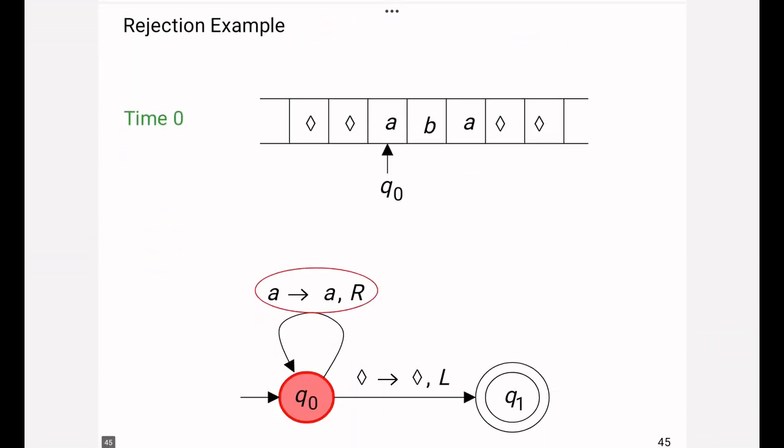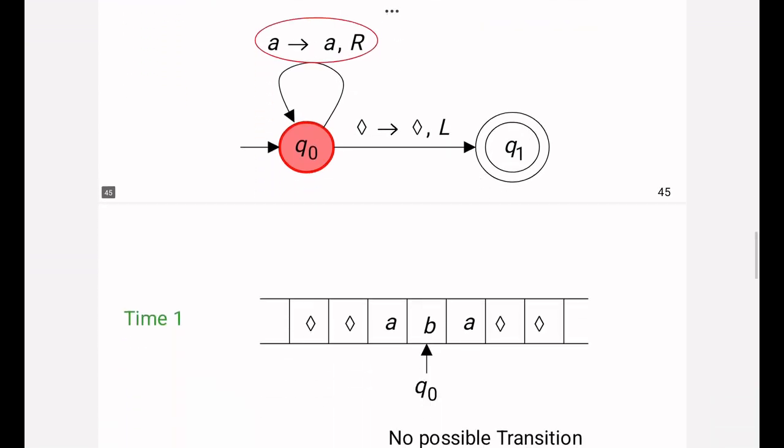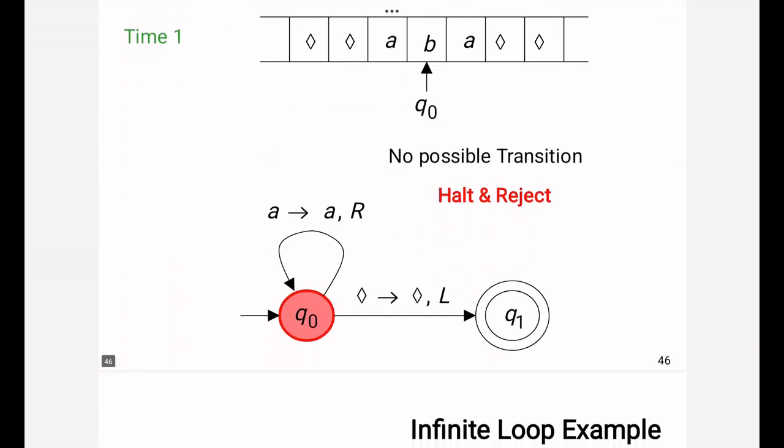Okay, rejection. Now see here, time 0, I am at A, my tape head is at A, and A is replaced by A, and move right. Done. Now next, my input symbol is A, and A is replaced by A, I have to move right, but there is no A. This is B, not possible. Okay, halt and reject, that is the reject part.